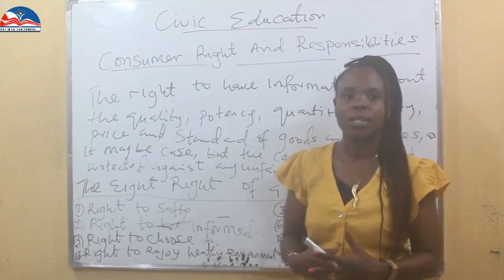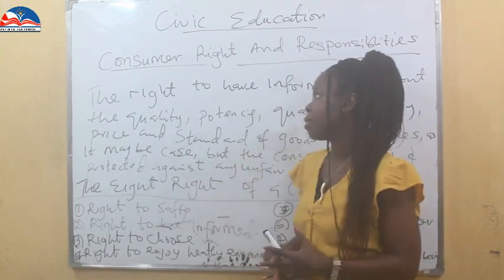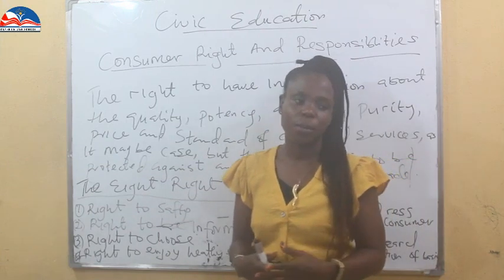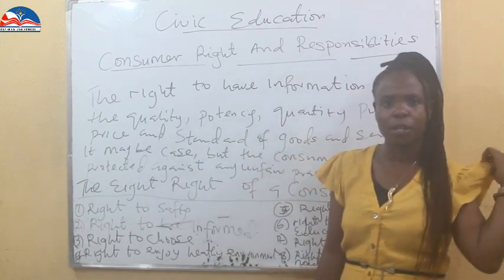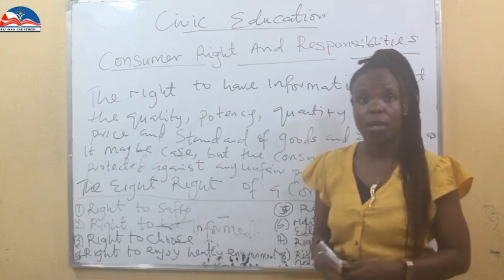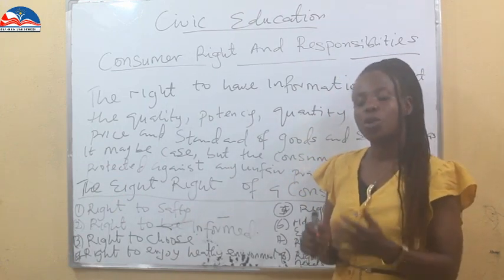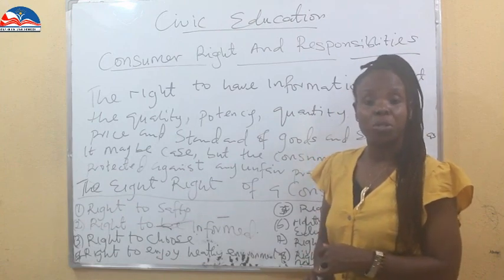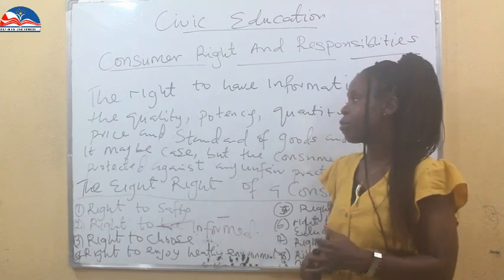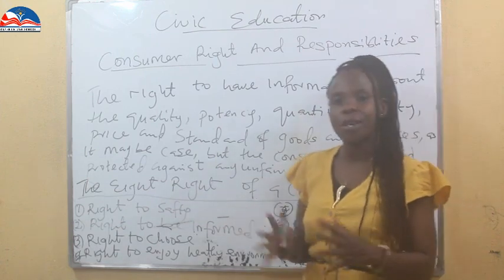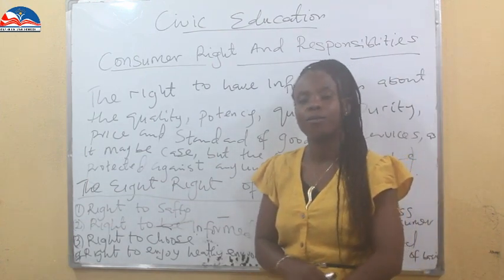Today we're going to look at another aspect in our civic class: consumer rights and responsibility. This is part 1 because it's going to take us some series. Now the objective is we're going to talk about consumer rights. Thereafter we will talk about the 8 universal rights that a consumer has.